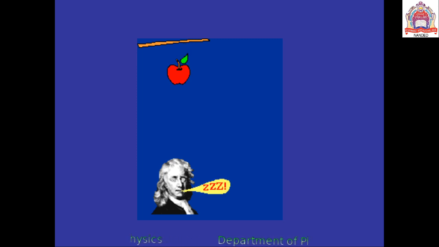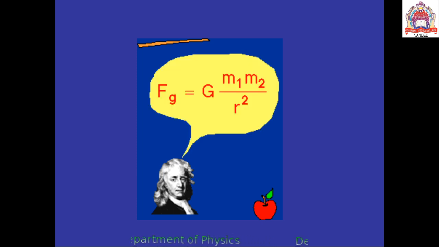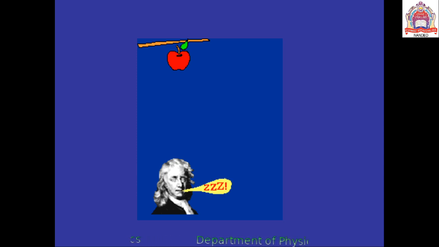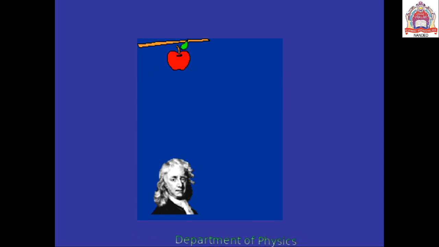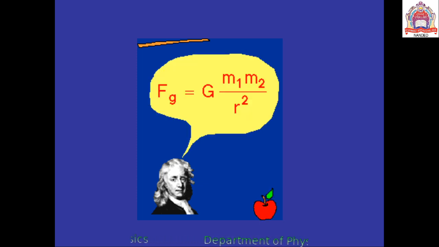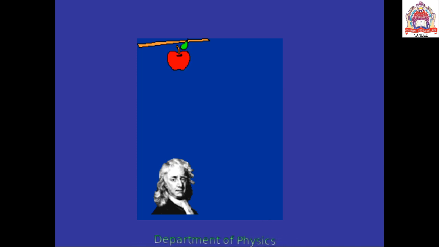When an apple hits, Newton's law of gravitation: Fg = G m1 m2 / r squared. The force is equal to G, the gravitational constant, times the first object's mass m1 and the second object's mass m2, divided by the square of the distance between the two objects. The gravitational force is directly proportional to the product of their masses and inversely proportional to the square of the distance between them.